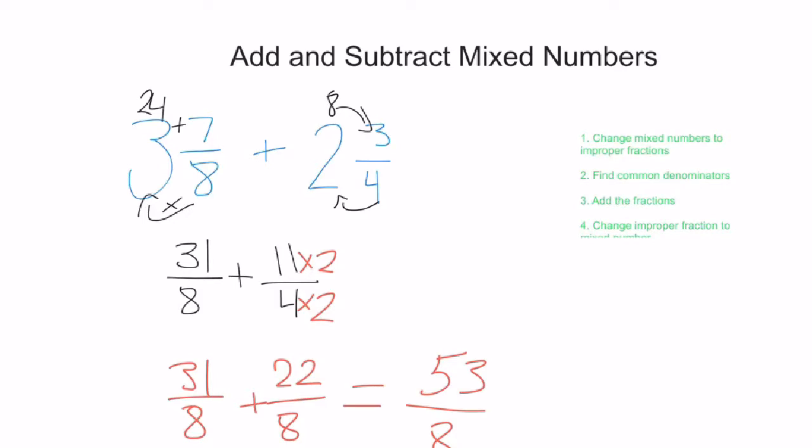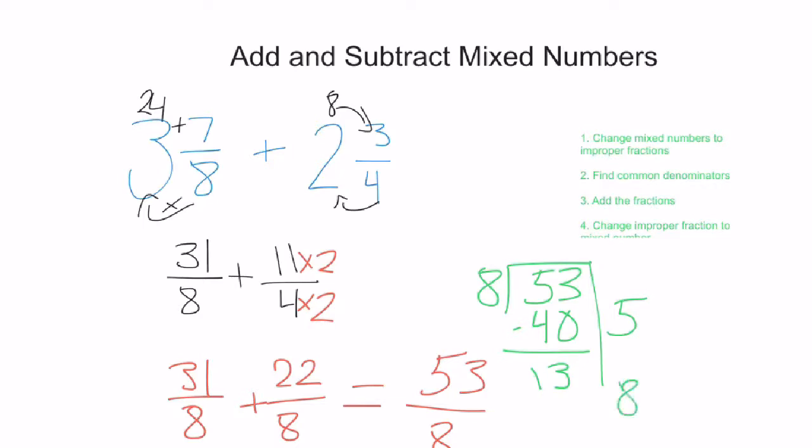And I know that that is a simple division problem. 53 divided by 8. I know that 8 times 5 is 40. I have 13 left, so 8 times 1 is 8, which leaves me with 5. You can see that I've made a mistake here. 8 times 1 gives me 8. So my answer would be 6 5/8.